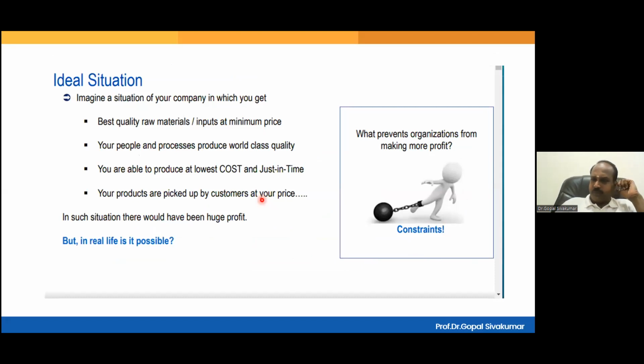But in an ideal situation, every company will receive the best quality raw material at a minimum price. The company will have the best people and process producing world-class quality. And the company is able to produce.